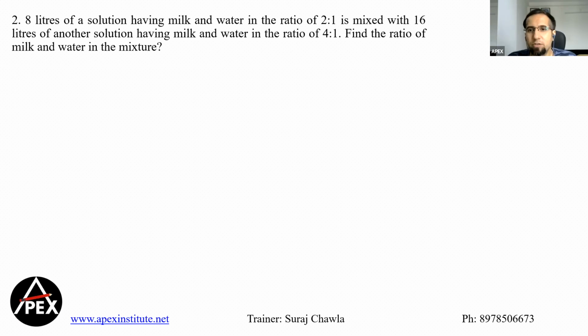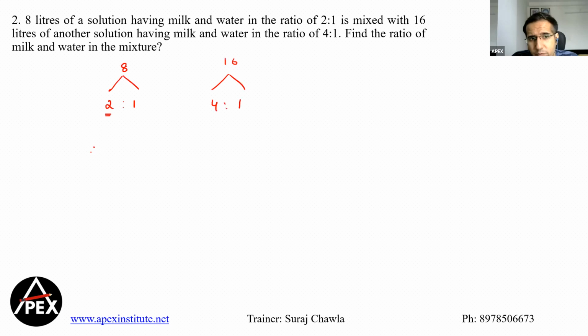Yep. So 8 liters of solution having milk and water in the ratio of 2 is to 1. Okay. So I have 8 liters in the ratio of 2 is to 1, and I have 16 liters in the ratio of 4 is to 1. Now, whenever you have these kind of questions, there is a shortcut to this also, guys. Let's first look at the basic method.